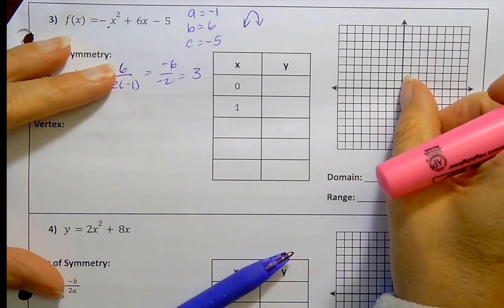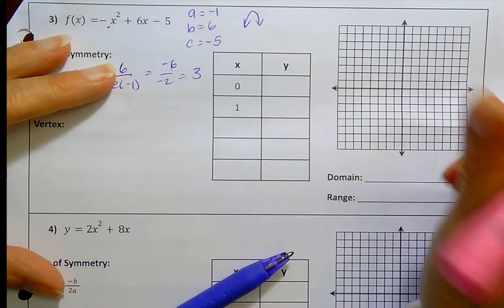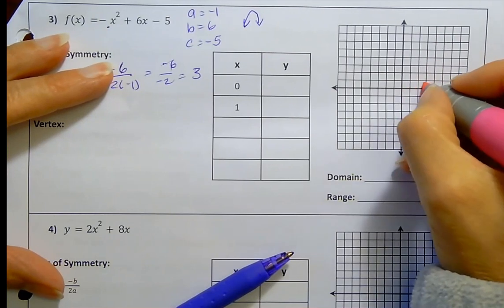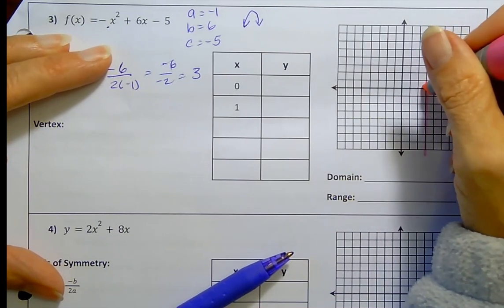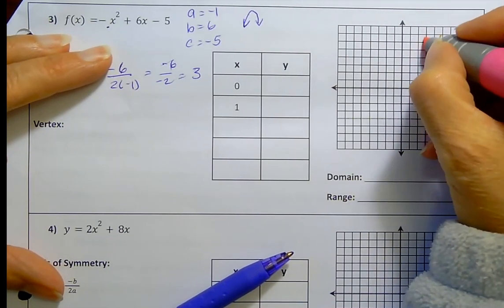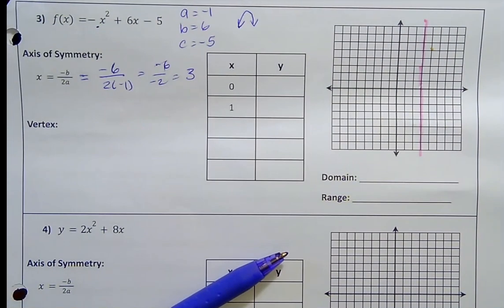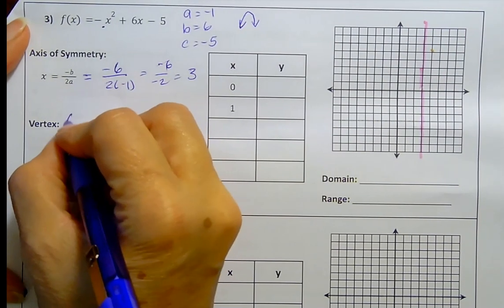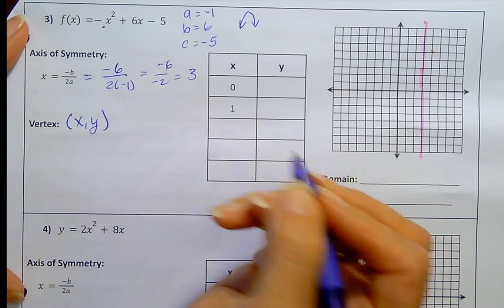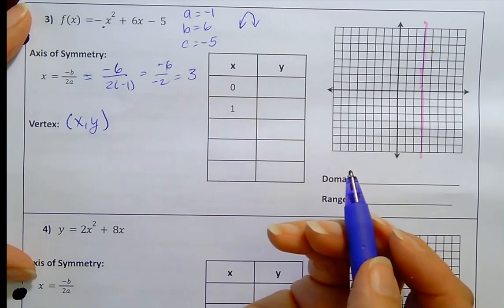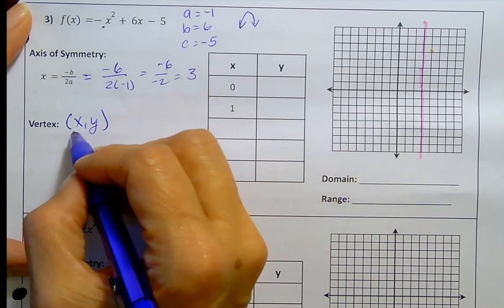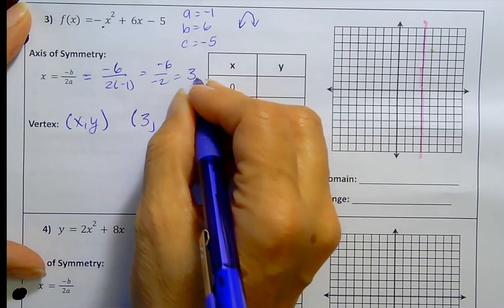Okay. Origin is 0, 0, 1, 2, 3. X equals 3, 1, 2, 3. Okay, my parabola is going to open down, and it's going to be symmetric about that pink line. All right, so let's find our vertex first, sorry. Okay, we know that the vertex is going to be at x, y, where the x is the x part of our axis of symmetry. So we know the x is 3, right? Because we just calculated that.